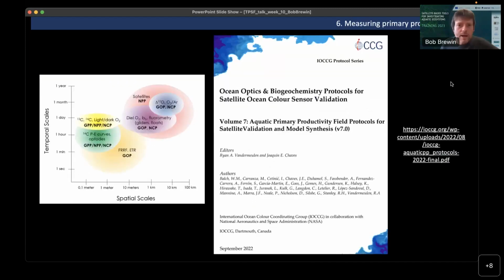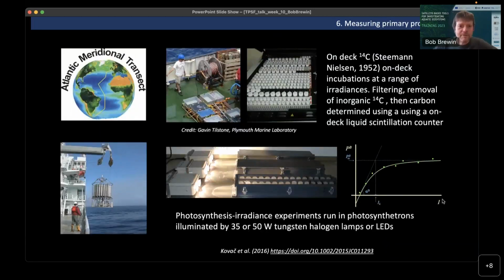The other thing as well is that the IOCCG have just published a protocol series on measuring primary production at sea, volume 7, Aquatic Primary Production Field Protocols. This is really an excellent resource. I strongly recommend you looking at it, and they have this nice figure in one of the earlier chapters which talks about each of these different methods of measuring primary production in the ocean and how they vary on temporal and spatial scales.